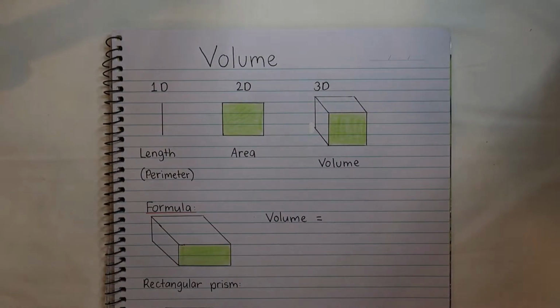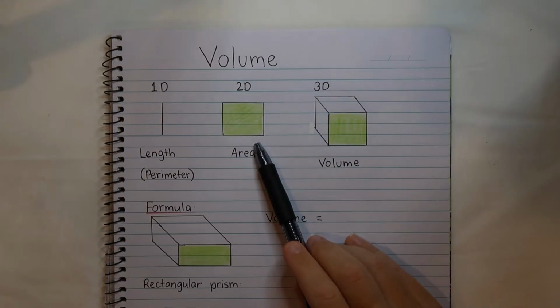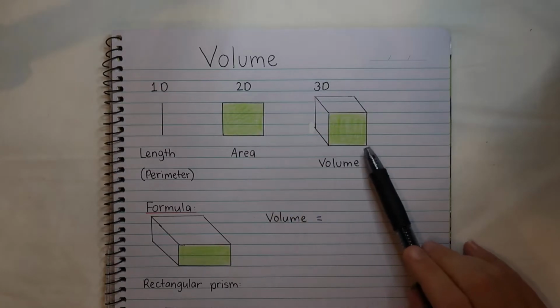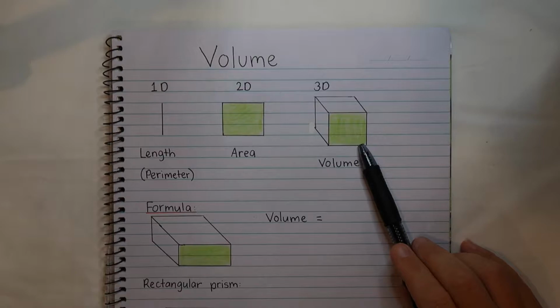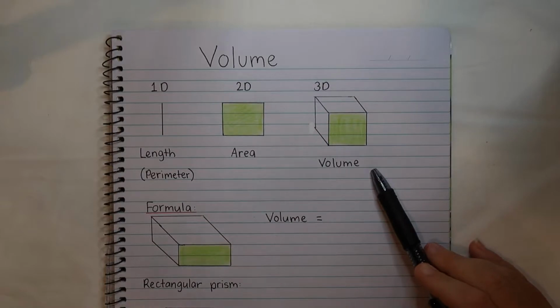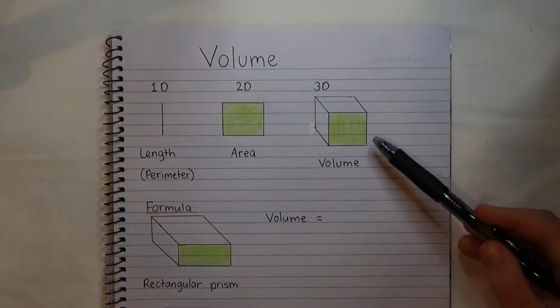Okay, so now imagine that we take this two-dimensional square and extend it in the direction that's perpendicular to its surface, creating a 3D object, which we call here a cube. And to measure a three-dimensional object like this, we use the three-dimensional quantity called volume. So volume tells us how much three-dimensional space an object occupies.